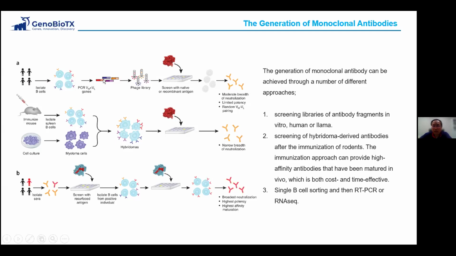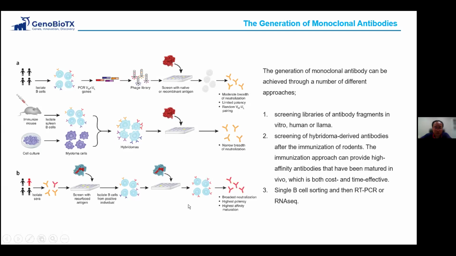Secondly, we can display the antibody on the surface of a cell or phage, whatever, and then we can screen the libraries of antibody fragments in vitro. The animal can be human, mouse, rabbit, or even llama or fish. Sometimes people use shark. And this is the second method.